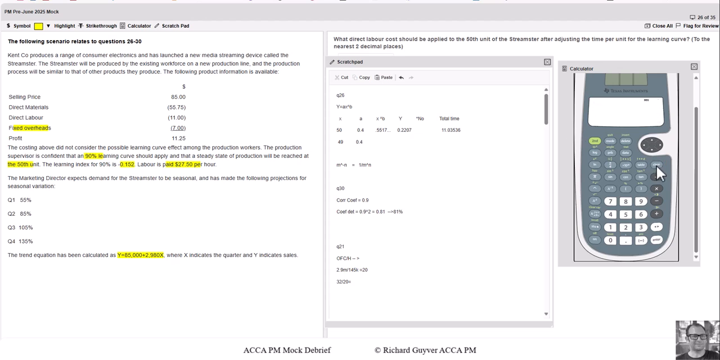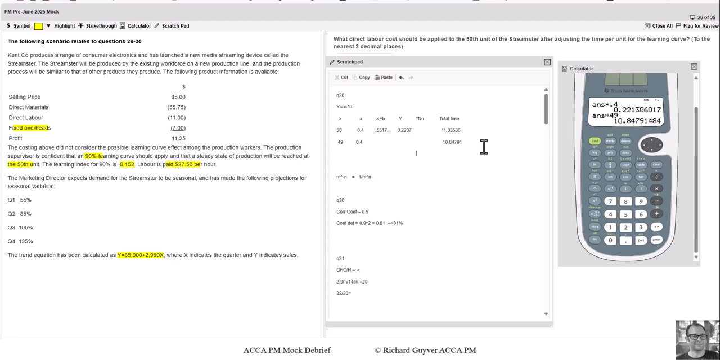And then we just do the same process again, but for x equal to 49. So 49 to the power of 0.152. Find the reciprocal of that. That's now x to the power of b. And multiply by 0.4. That's now given me the value of y. Multiply by 49. That gives me the total time.